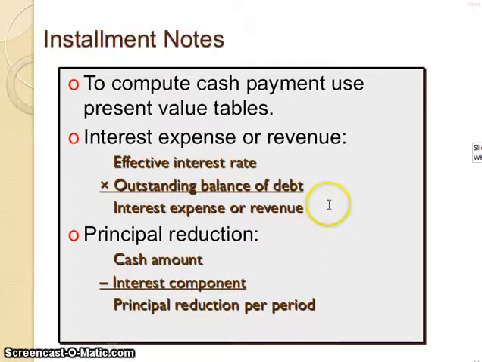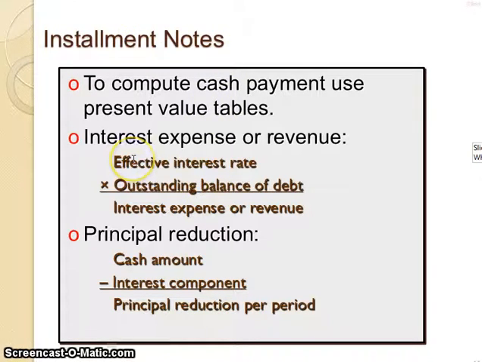All right, so instead of interest, interest, interest, principal, it's going to be interest and principal, interest and principal, interest and principal, right? This is similar to the loans you would be used to. This would be a car loan, not a lease. This would be a mortgage. This would be any of those things. And for this, we're dealing with installment notes.